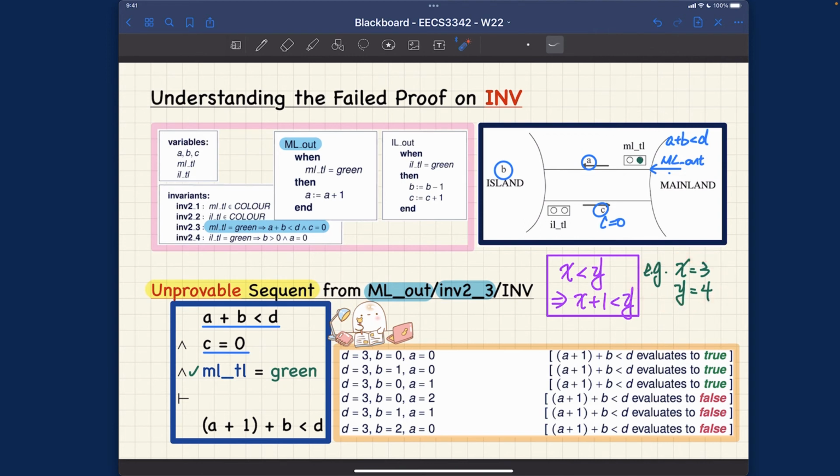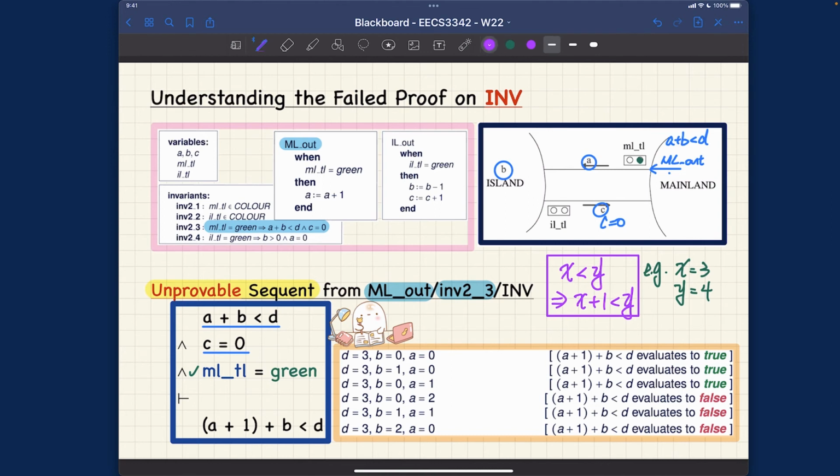And let's now try to apply this understanding over here to our bridge controller. And let's now consider this fragment over here, which I told you to ignore before. But for now, let's now focus on this. And we're going to talk about different evaluation of the post-state version of the invariant number 3 over here after the occurrence of ML out, the post-state version.